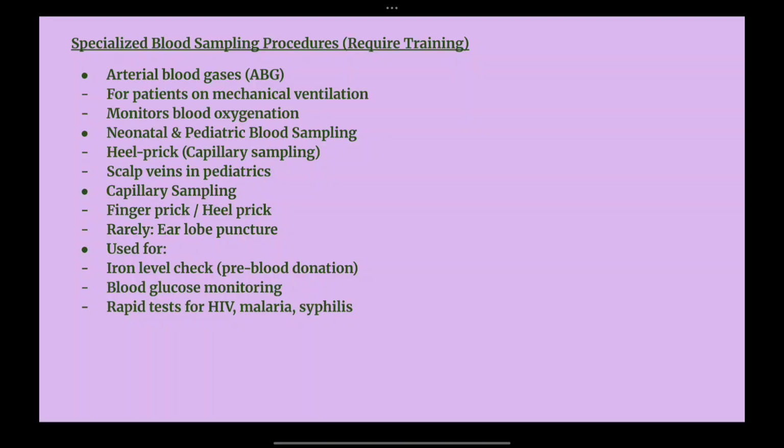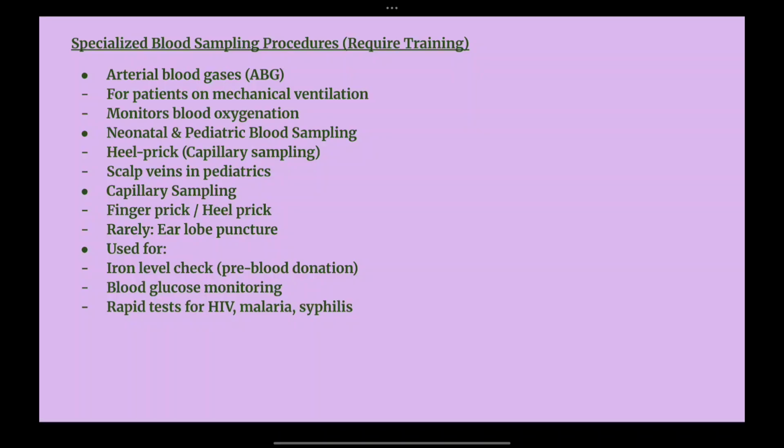So the first type of specialized blood sampling is the arterial blood gas, ABG. This ABG is not performed on common veins that you see. It is done only in the arteries where blood is gushing out. There is a lot of pressure in the arteries. So conducting this test requires proper training, and these ABGs are done for patients on mechanical ventilation.